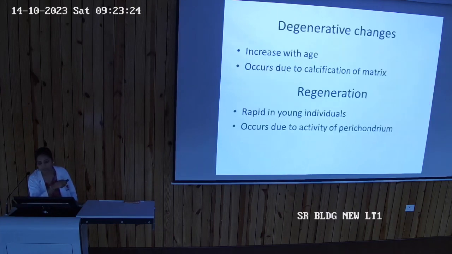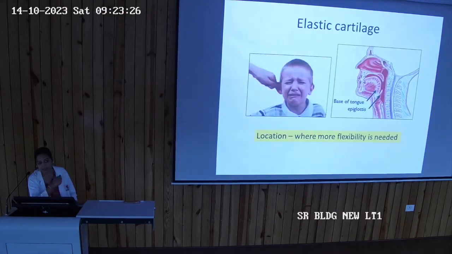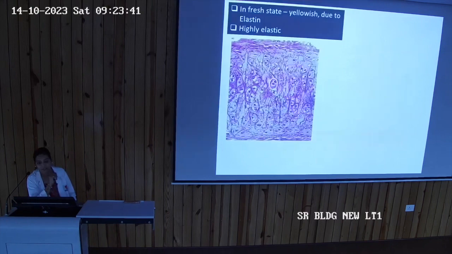So next is elastic cartilage. What are the examples here? Ear pinna. Any other example? Epiglottis. The best example for this is epiglottis. So its location: it is present where more flexibility is needed.